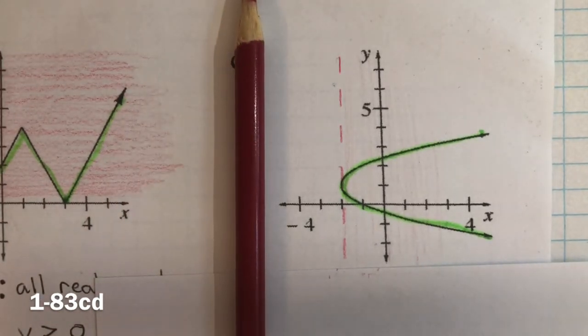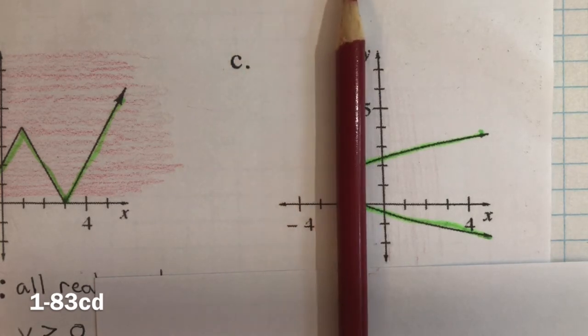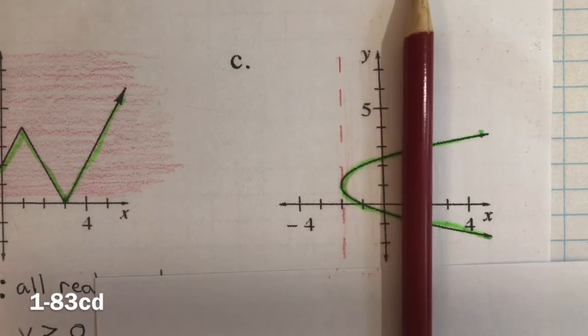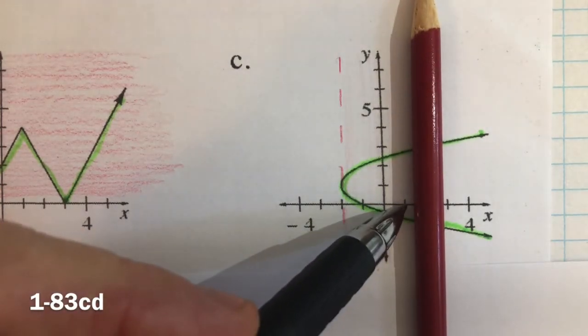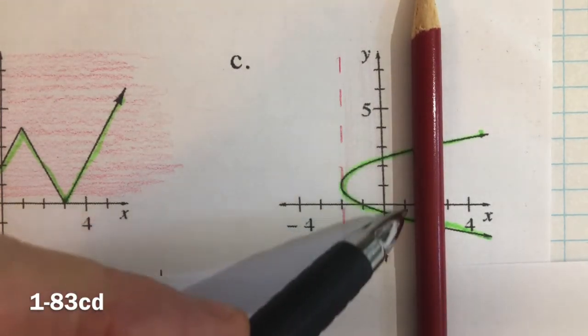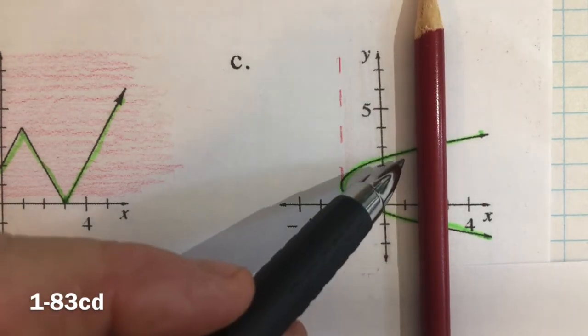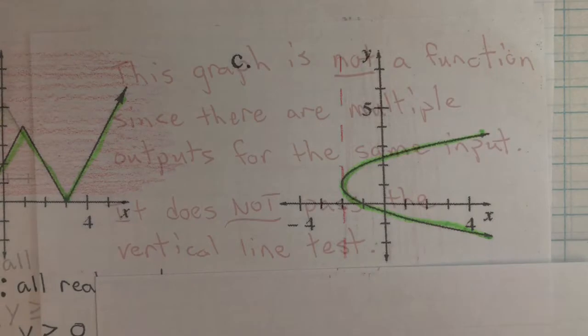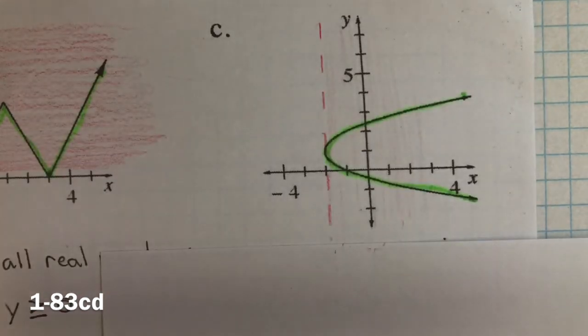For C, let's determine if it is a function or not a function, and we can start by using the vertical line test. And as I bring my vertical line or my pencil across, you can see that for each input, so here's +1, my input is +1, I have multiple outputs. So this is not a function. It did not pass the vertical line test. So this graph is not a function since there are multiple outputs for the same input. It does not pass the vertical line test.